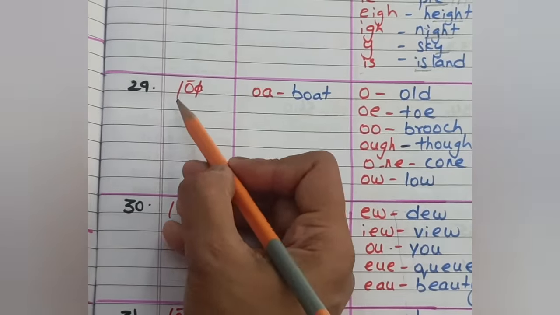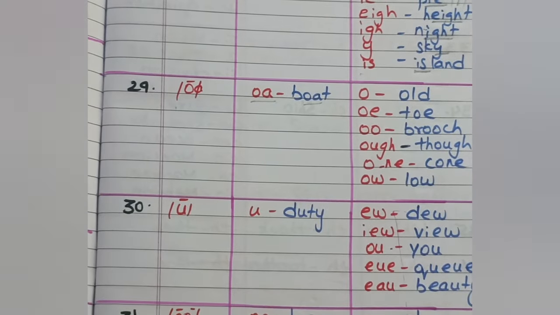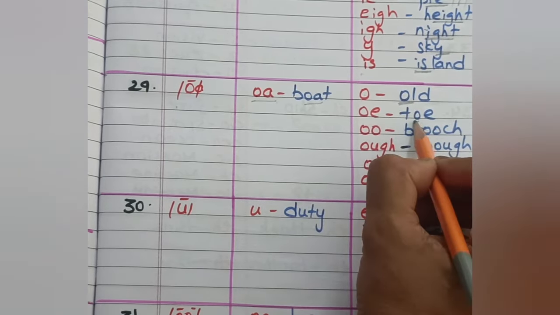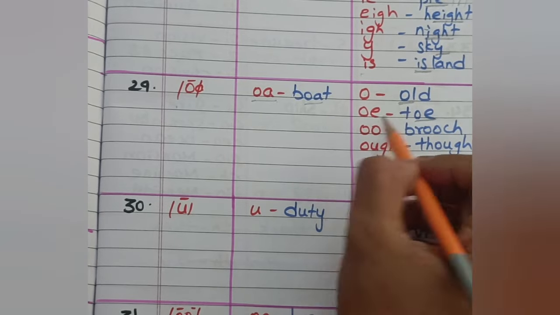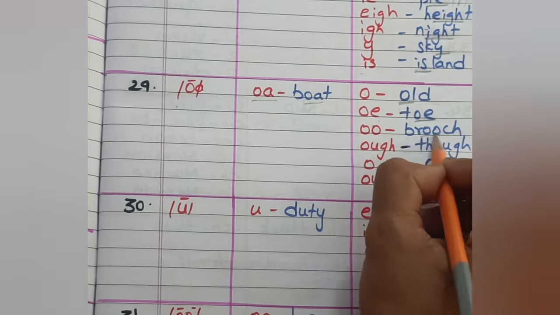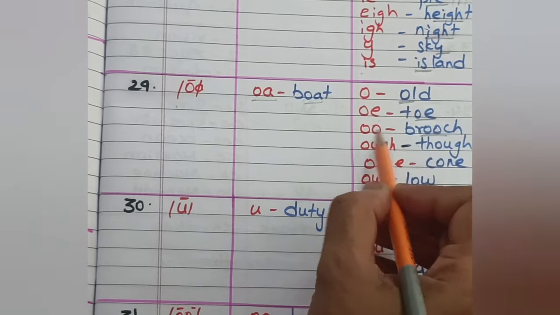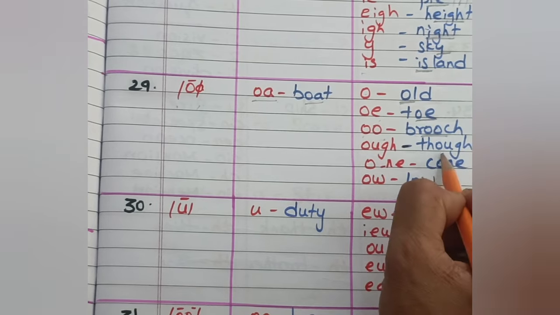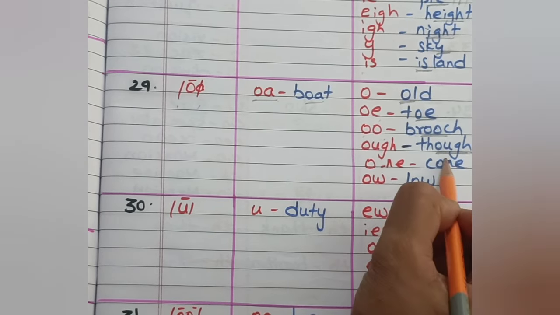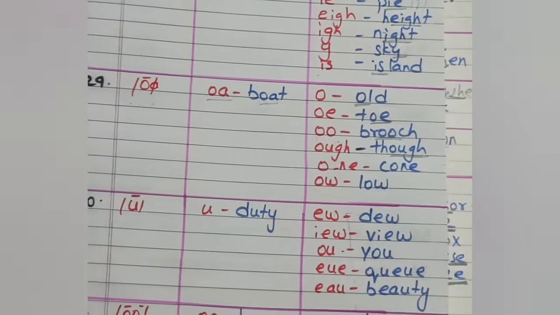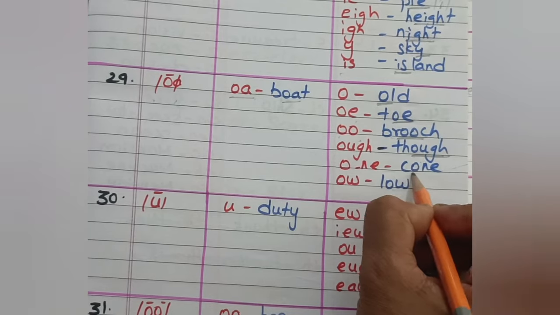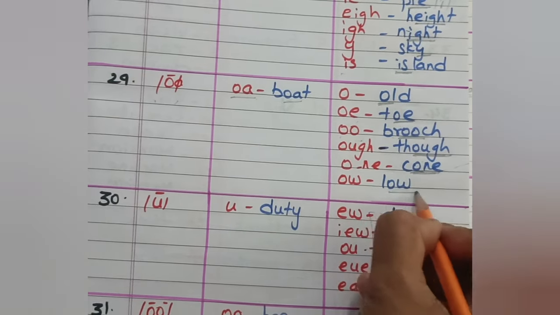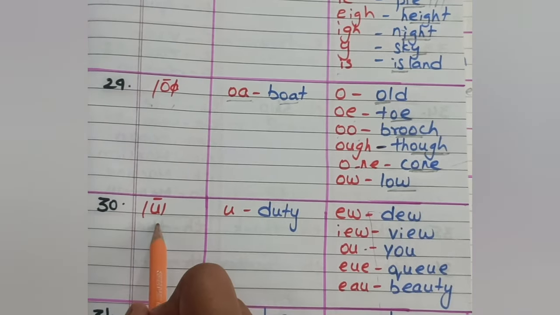And the next sound is O. O-A makes the sound O. It's a common spelling. And in old, O is sounding as O. O-E in toe, O is sounding as O. In brooch, double O is making the sound O. And in though, O-U-G-H. These four letters are representing the sound of O. In cone, O-N-E, O is representing the sound of O. And in low, O-W.